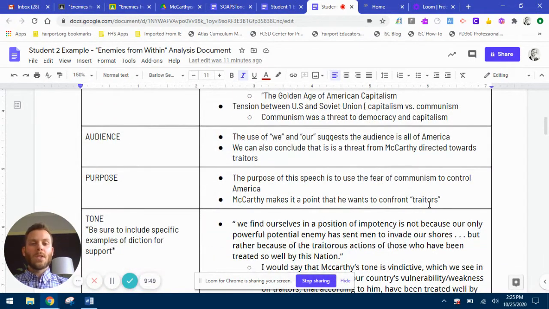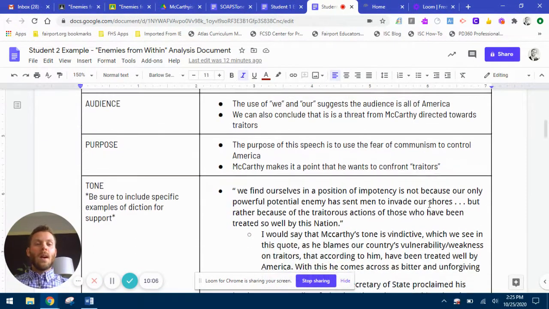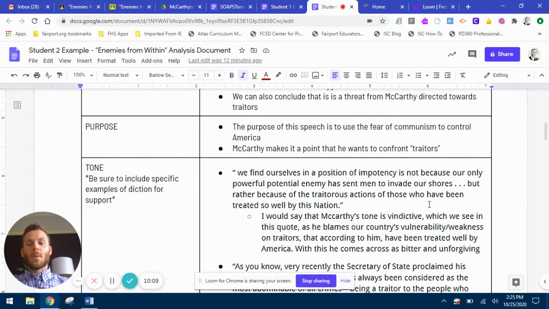She talks about the audience and suggests the audience is all of America. And we can also, as she says, conclude this is a threat from McCarthy towards traitors. So at that point, we're also seeing that not only is his audience the American people, but also people that he views as potential traitors in America. And then the purpose: she simplified her response a little bit, but it is to use fear of communism to control America.